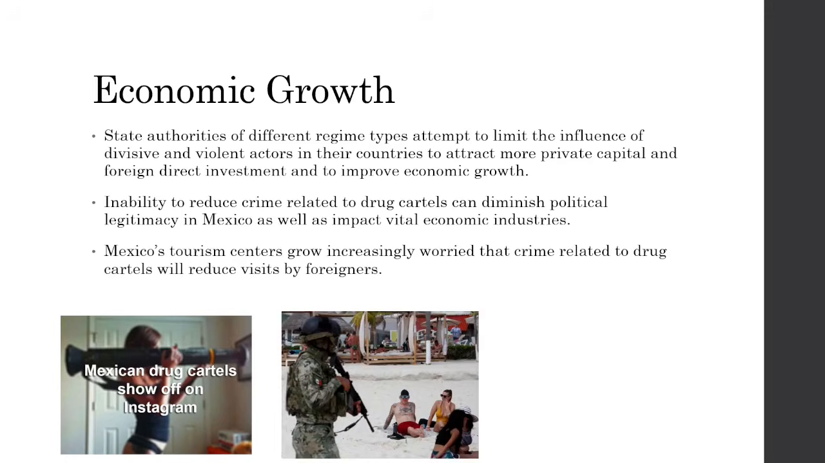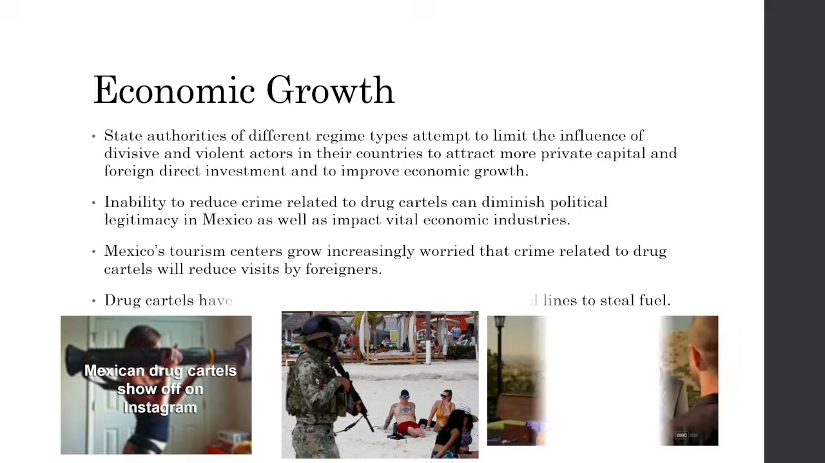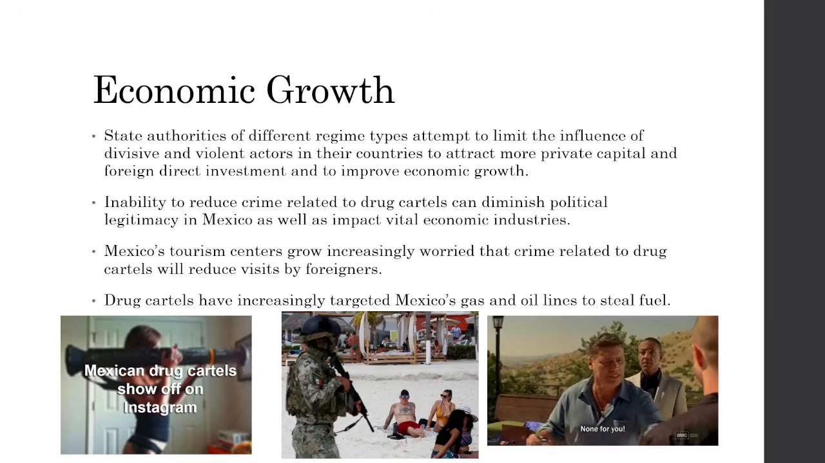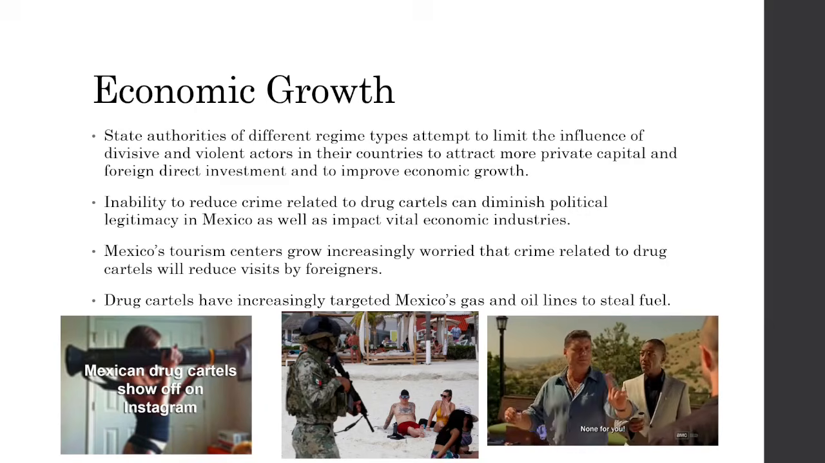So Mexico's tourism centers have grown increasingly worried that crime related to drug cartels will reduce visits by foreigners, because foreigners don't want to be somewhere where there's cartel violence and cartel prominence. So those tourist areas, particularly in the north, are kind of worried that their funds and their profits are going to decline because of this drug cartel prominence. They've increasingly attacked the gas and oil lines to steal fuel. So they're stealing fuel. That fuel can't be sold to other countries to make money in Mexico.